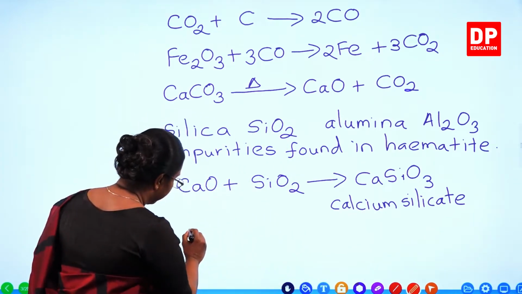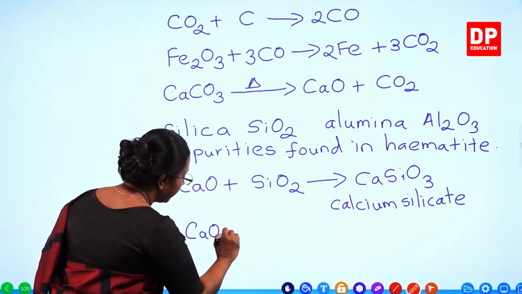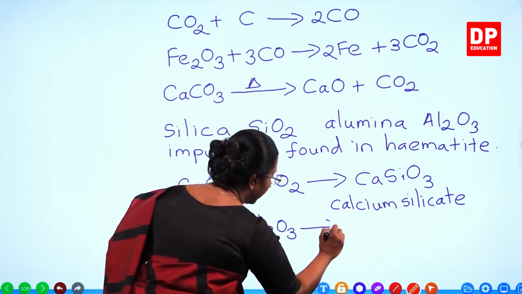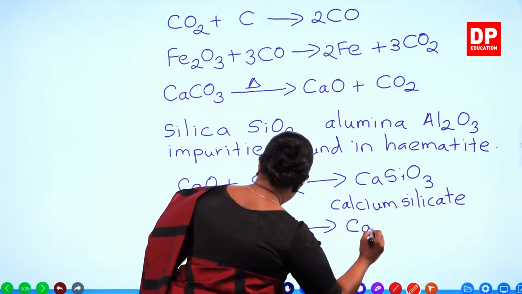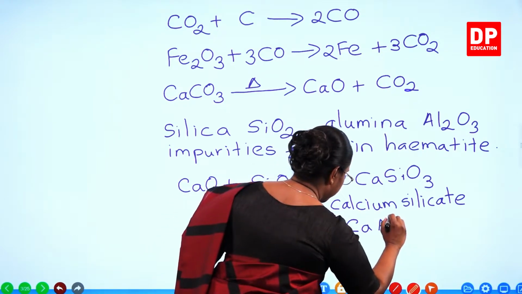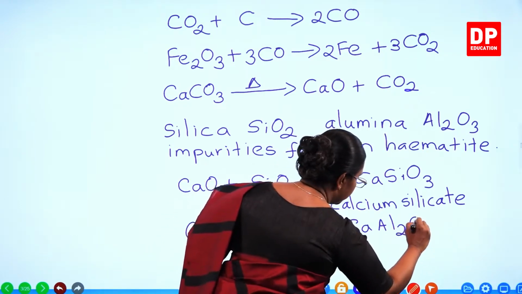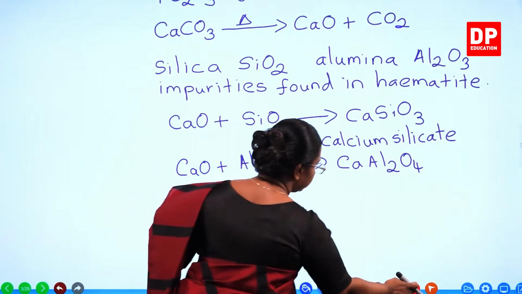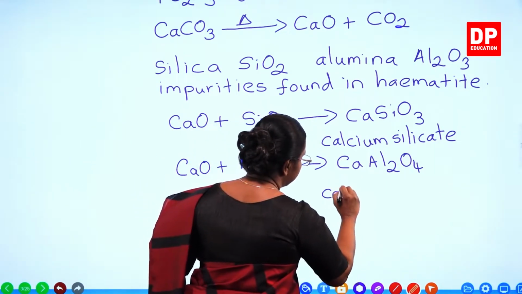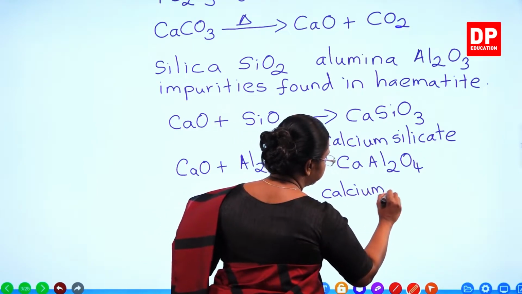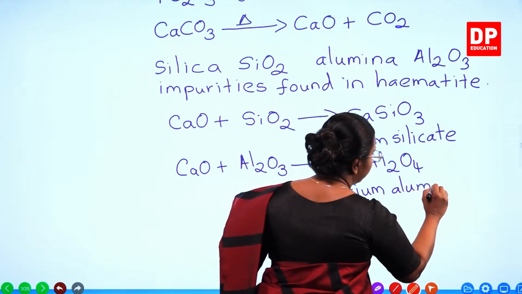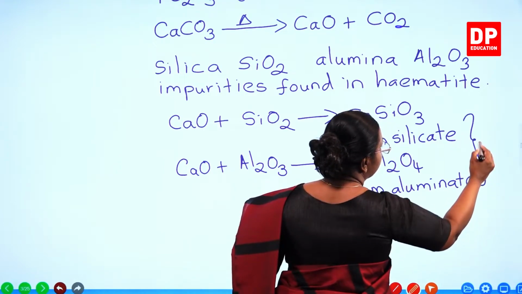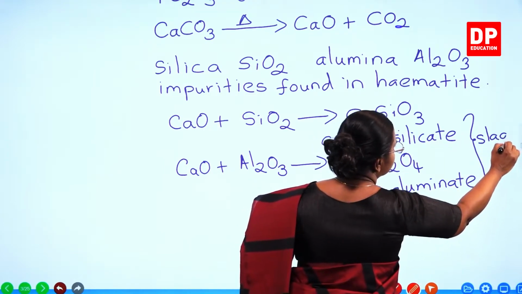Then we have calcium oxide with Al2O3 that gives rise to CaAl2O4. That is calcium aluminate. Both these together is what we call slag.